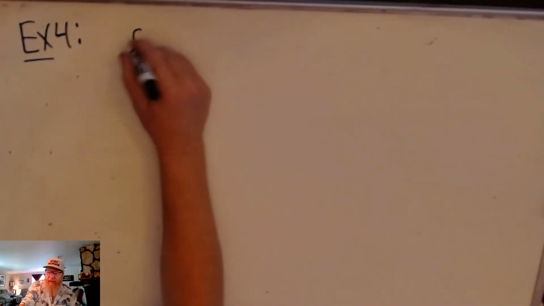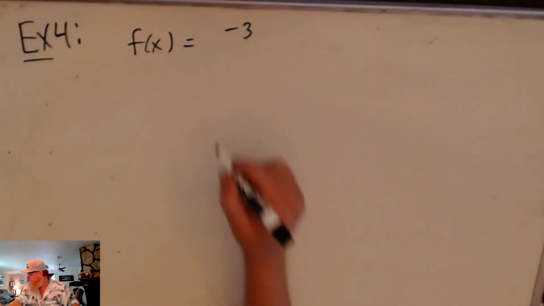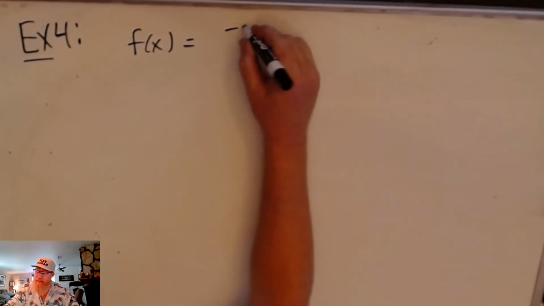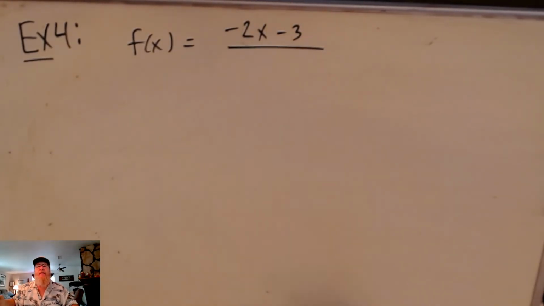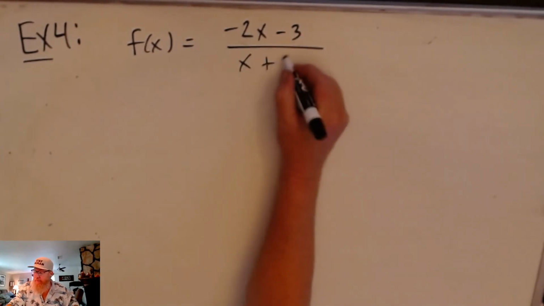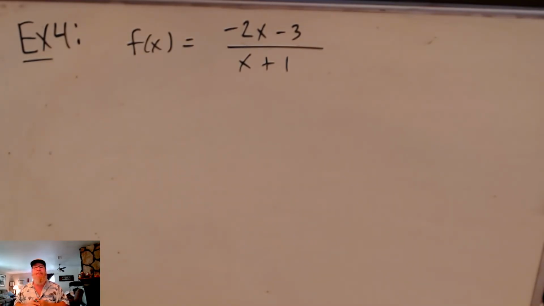So example 4, we got f of x is negative 2x minus 3 over x plus 1. Okay, so what we're going to do is answer all the same questions: domain, y-intercept, x-intercept, vertical asymptote, horizontal asymptote, and then I'll bring up the computer software and show you how to input the final answer nicely, a lot neater than what I had before.